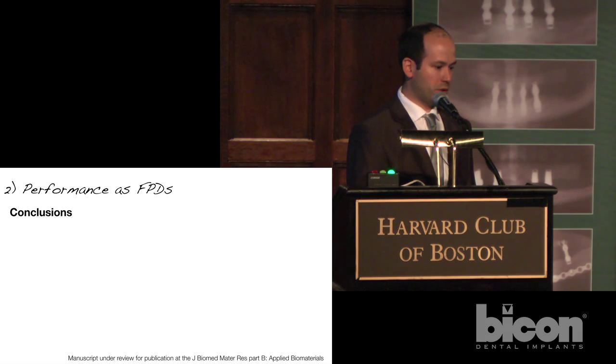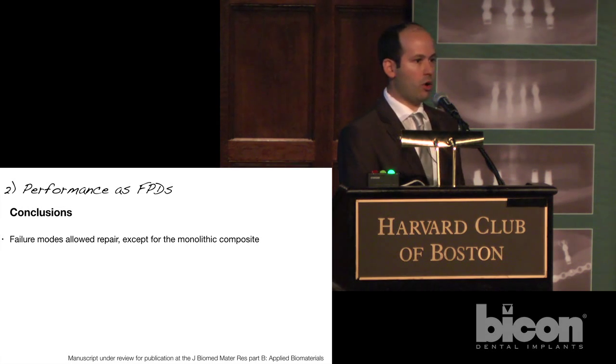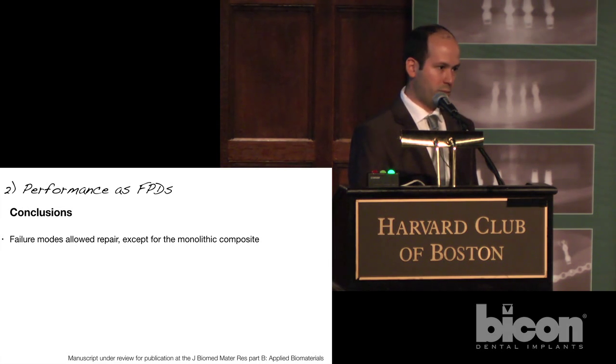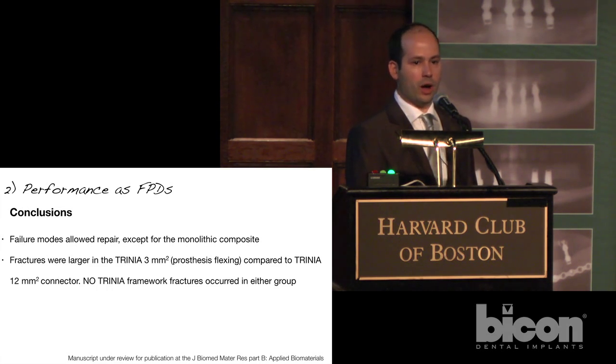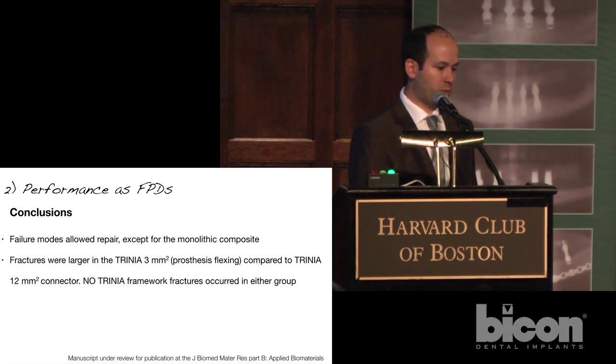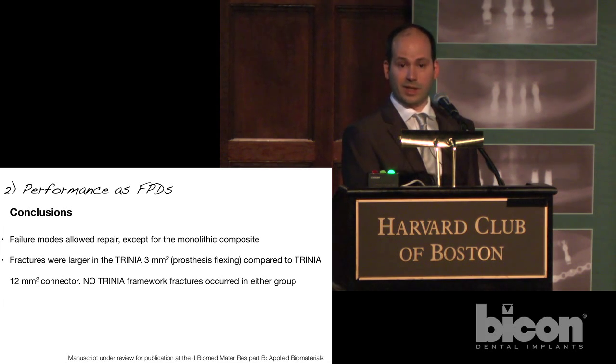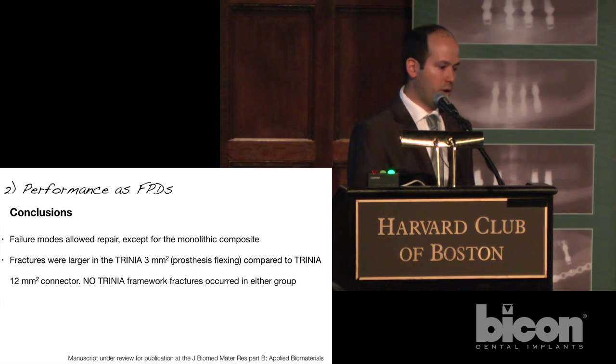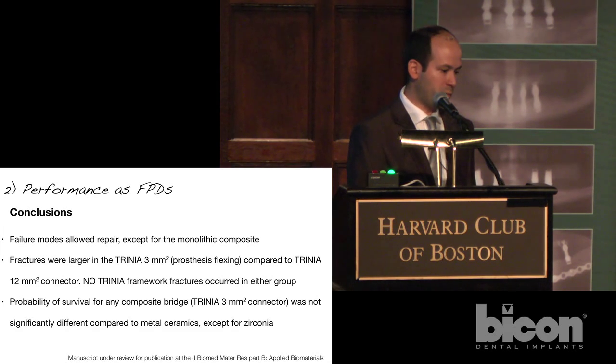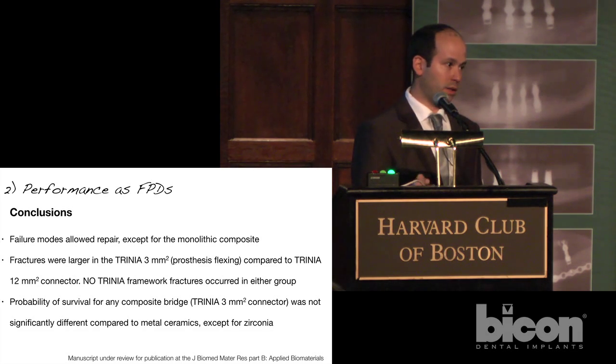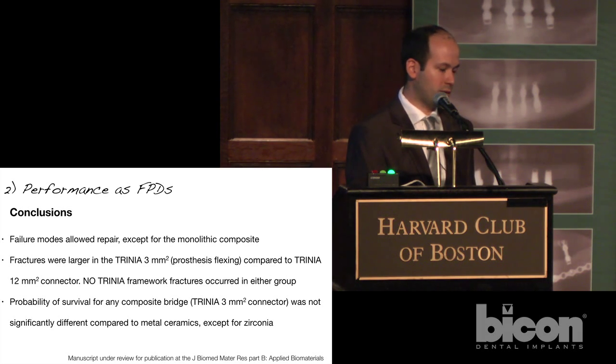So as conclusions, we see that the failure modes all allowed repair except for the monolithic composite bridge. And fractures were obviously larger in the 3 square millimeter connector due to prosthesis flexing when compared to Trinia 12 square millimeters. But even in that group, with that tiny connector, we did not find a single framework fracture, which was quite interesting, and it was a big surprise to us. And the probability of survival for any composite bridge in the 12 square millimeter dimension was not significantly different compared to metal ceramics, except for zirconia, which was significantly lower.